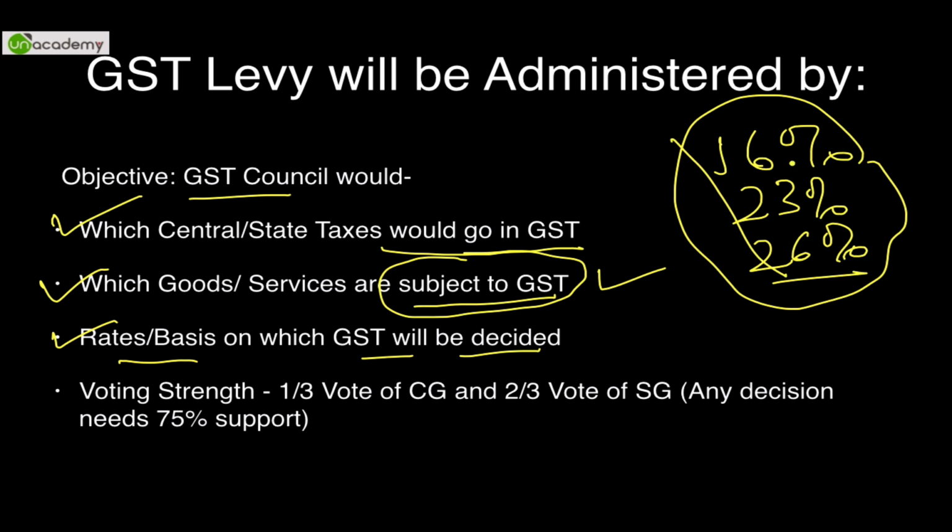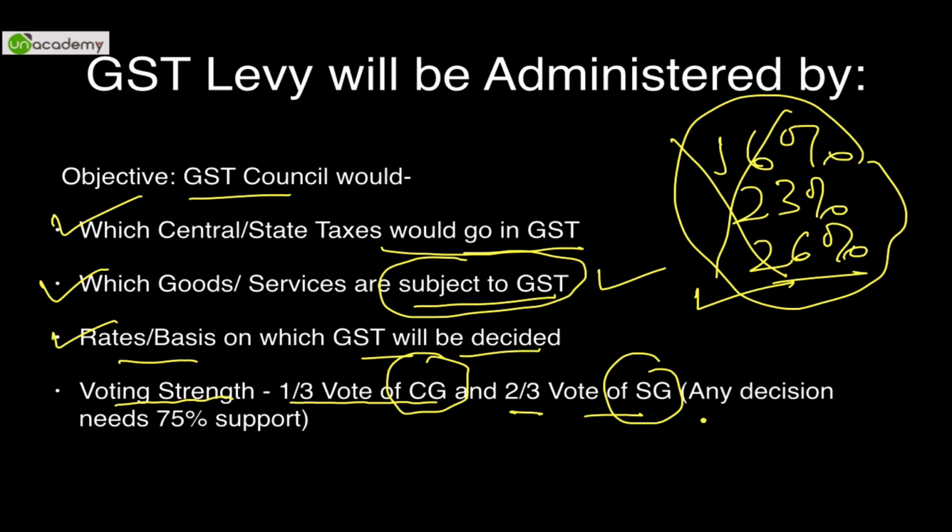There is no single rate that has been given officially by any ministry or any parliamentary committee, so do not go by any rate. This will be decided by the GST Council when GST is implemented. And as we have just seen, the composition of the GST Council, the voting strength will be divided in this pattern: 1/3 vote of the central government and 2/3 of the state government.